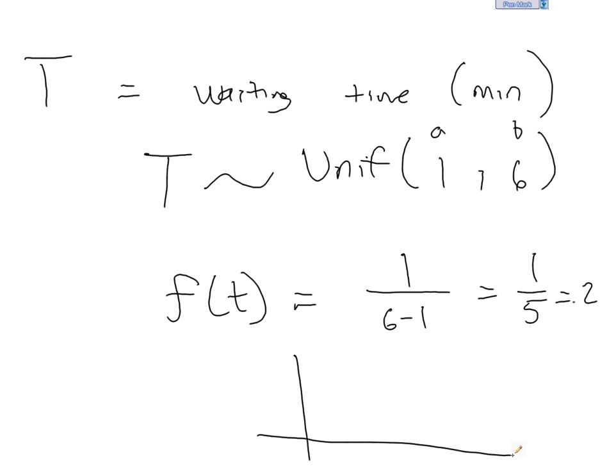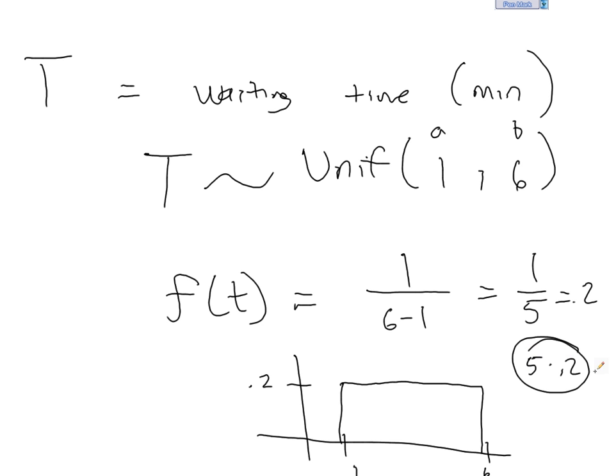So what this would look like graphically is from 1 all the way up to 6, I would have a constant function of 0.2. It would look like that, because it's 5 units wide. So the area, if this is 5 by 0.2, 5 times 0.2 is equal to 1. So what this does is it guarantees that we get the full area of 100%. So this whole area is 1. And so now I can find probability.